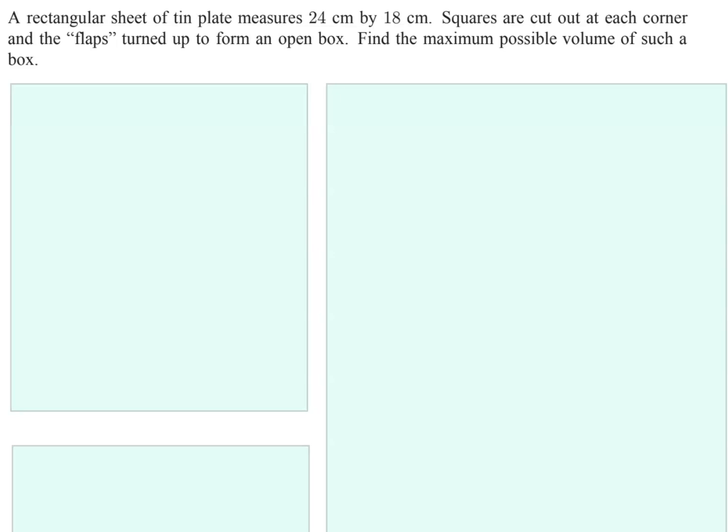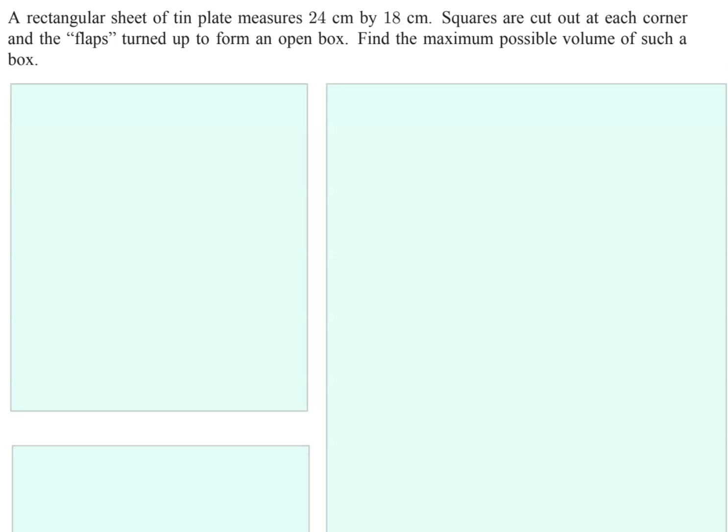Hello students, we're now going to do another optimization problem, this one involving volume. Okay, let's read out the question. A rectangular sheet of tin plate measures 24 centimeters by 18 centimeters. Squares are cut out at each corner and the flaps turned up to form an open box. Find the maximum possible volume of such a box.